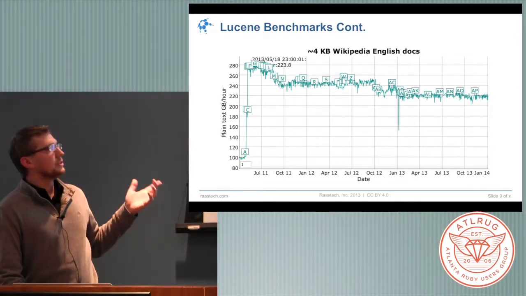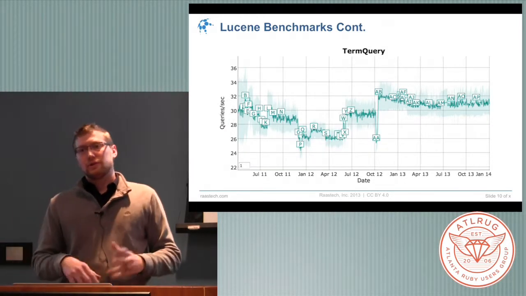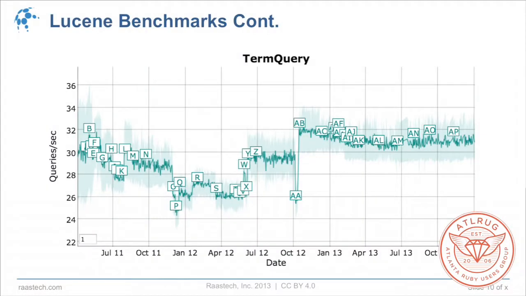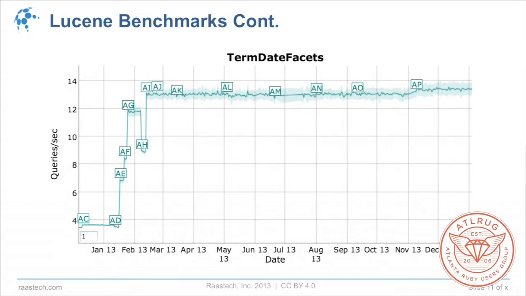Also here, this is a simple term query. So if you're just typing in something, this is about how many queries per second you could get. This is just running on a single multiple core machine. And then here, this is a term plus a date facet. And so facets, all they do is you look at a specific set of queries, and you can look at how the fields are organized and get basically a count of the different items within them.